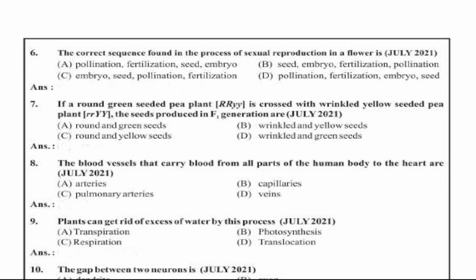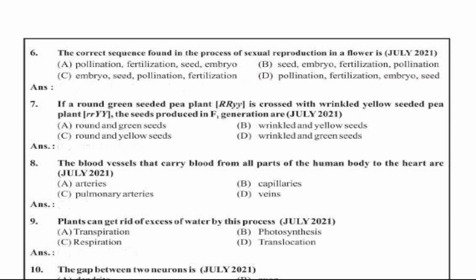Coming to the next question, the correct sequence found in the process of sexual reproduction in flowers is. It's a direct question. You have to check which is the correct sequence in the process of sexual reproduction in a flower. First it is pollination. Which option has pollination? It is either A or D. Second is fertilization. Both have fertilization. Next is the embryo stage, then the seed. So that is option D.